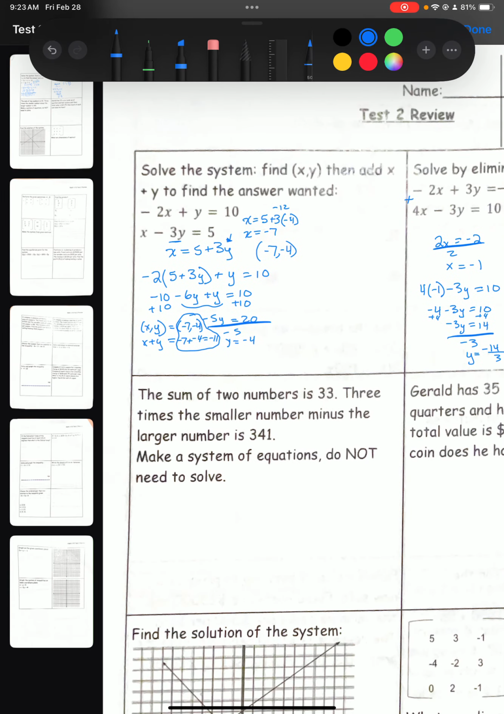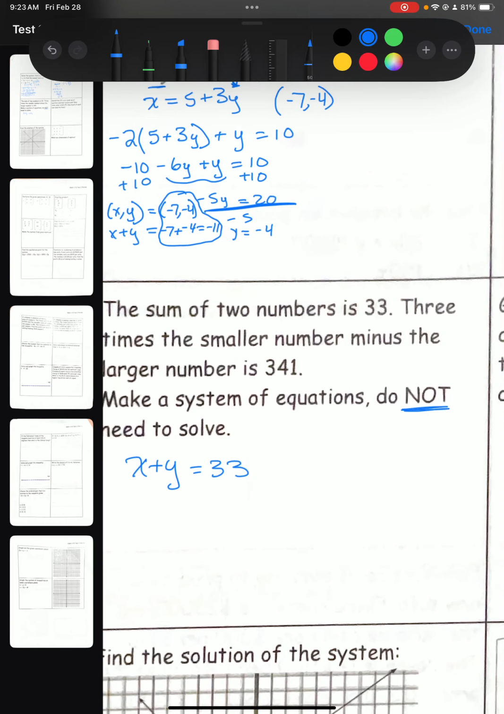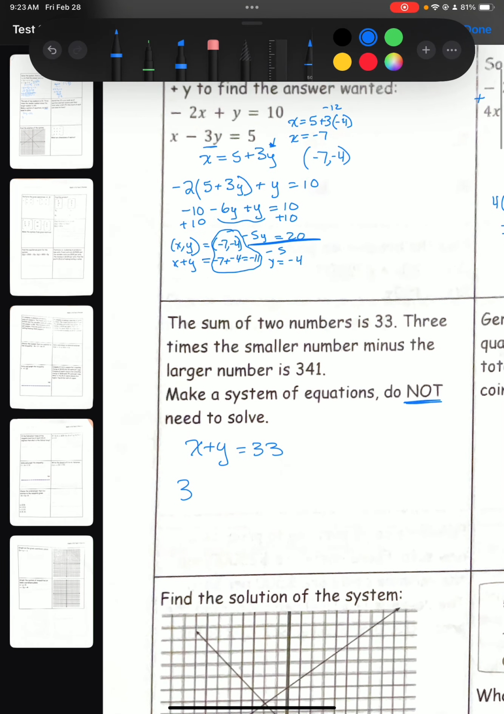Alright, for the next one, the sum of two numbers is 33. 3 times the smaller number minus the larger number is 341. Make a system of equations. Do not need to solve. So we're just setting it up. All we know, if you add these two numbers, they equal 33. 3 times the smaller number, which we can make x the smaller number, minus the larger number, which we can make our y, equals 341. And this is where x is the smaller number and y is the larger number.